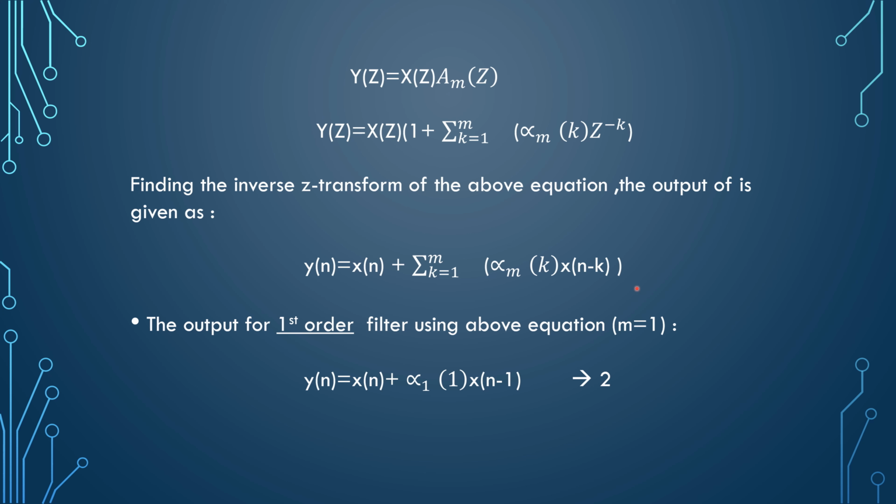Let's find out the output of a first order filter using this equation and also using the single stage lattice structure. First of all, let's compute y of n using this equation. For a first order filter, m is 1. So substituting m equal to 1 in this equation, y of n equal to x of n plus alpha 1 of 1 into x of n minus 1. Let's compute the output using the single stage lattice structure.